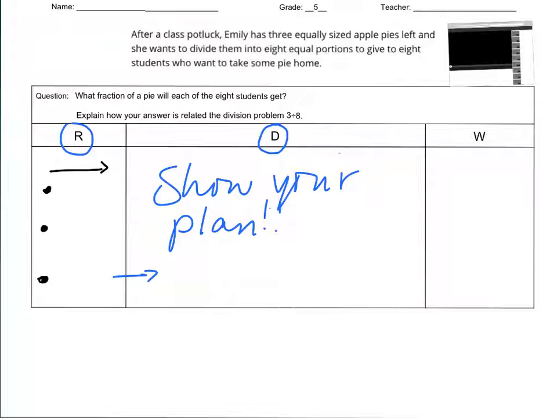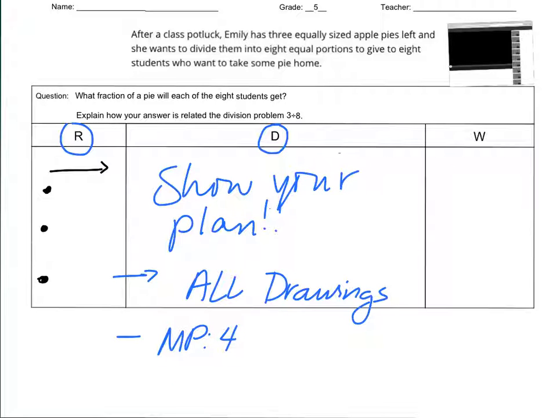So now, will you use the common algorithm that was described in the video? Will you show models? Depending upon how deep you want your answer to be scored, you should use all drawings that's available, which covers mathematical practice 4, modeling with mathematics. Take this time to really think about and show how your plan would work in solving this problem.